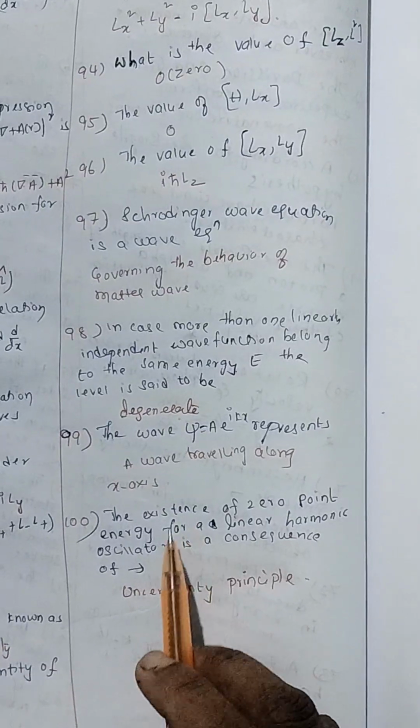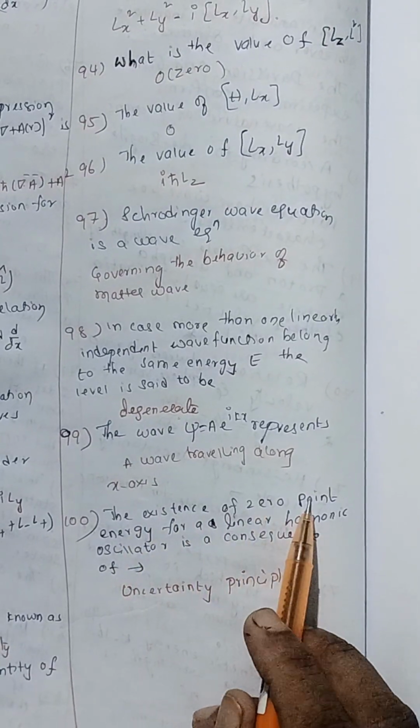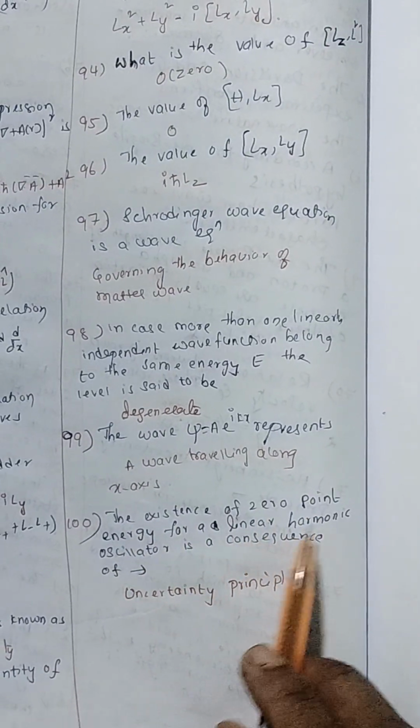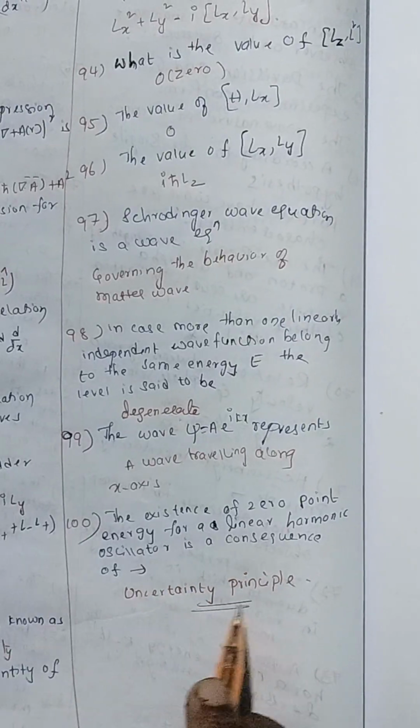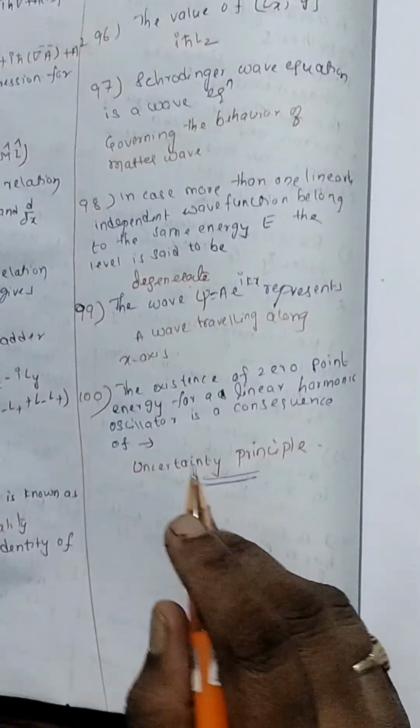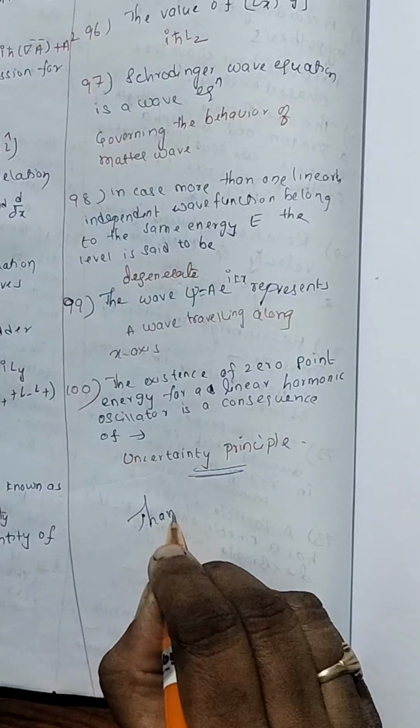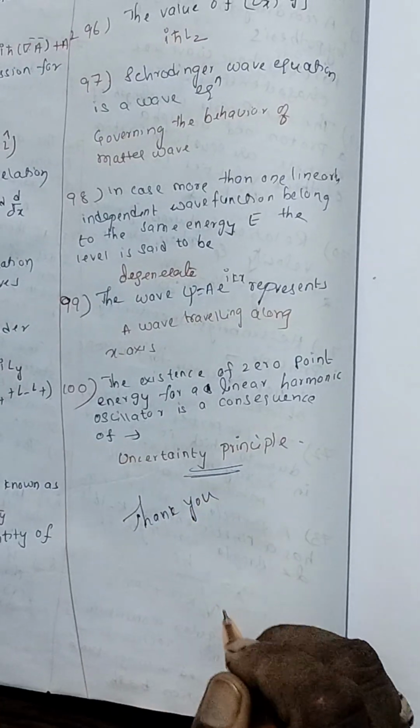Now the 100th one, the existence of zero point energy for a linear harmonic oscillator is a consequence of uncertainty principle.